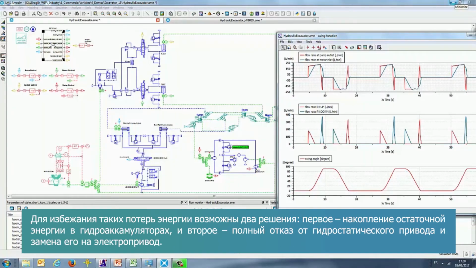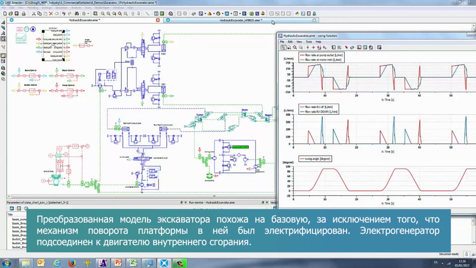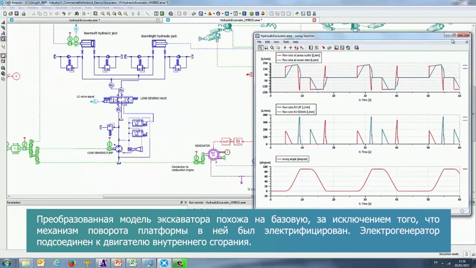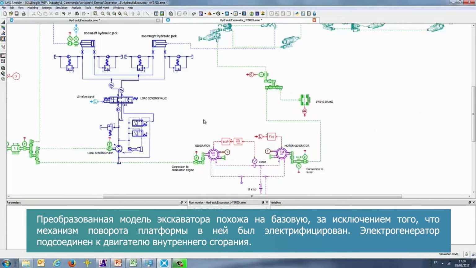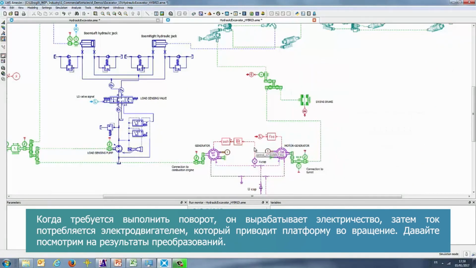To avoid such waste of energy, two technical solutions are possible: either store the energy in a hydraulic accumulator, or completely remove the hydraulic system and replace it by an electric system. The model presented here is exactly the same as the previous one, except that the swing function has been electrified. An electrical generator is connected to the combustion engine. It generates electricity when the rotation is required. The electrical current is consumed by the motor, which generates the rotation.